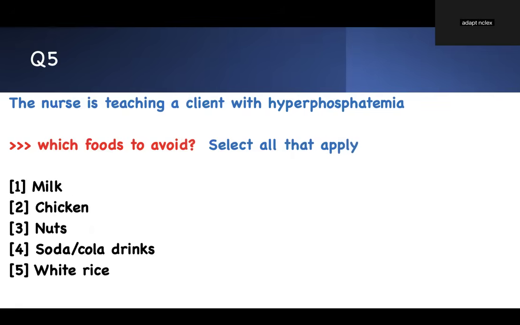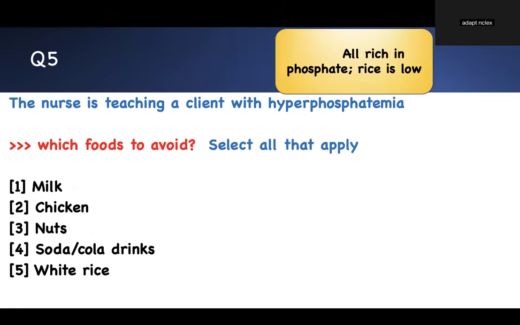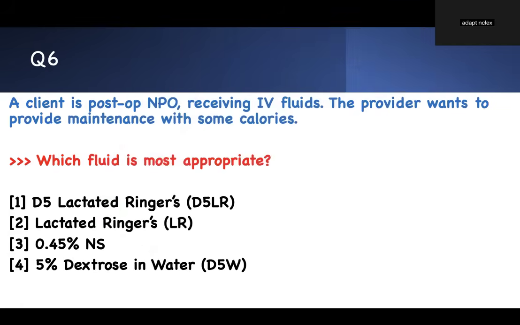And then she's teaching a client with a bunch of phosphorus, hyperphosphatemia. Which food to avoid? What do you think? Which food contain high phosphorus? This is a content base. It's whether you know it or not. Milk is bad problem. Chicken is bad problem. Nuts, bad problem. Soda drinks, bunch of phosphorus. White rice doesn't have a lot of phosphorus.